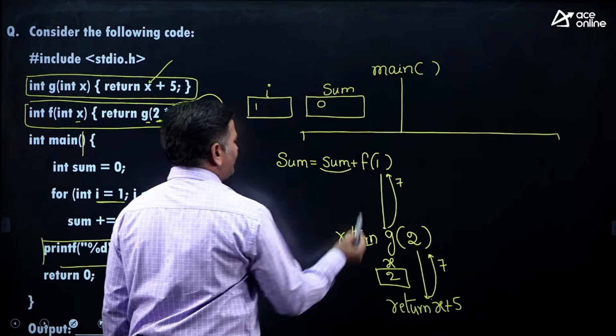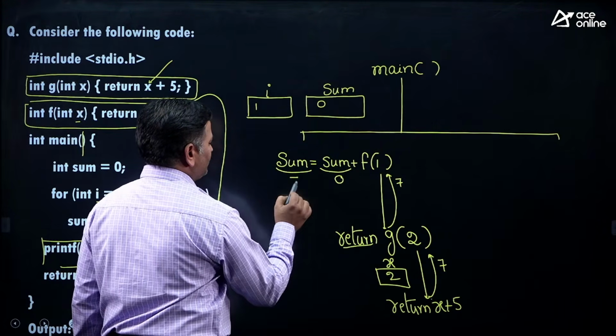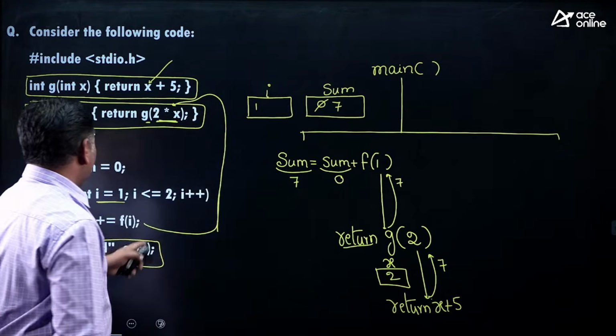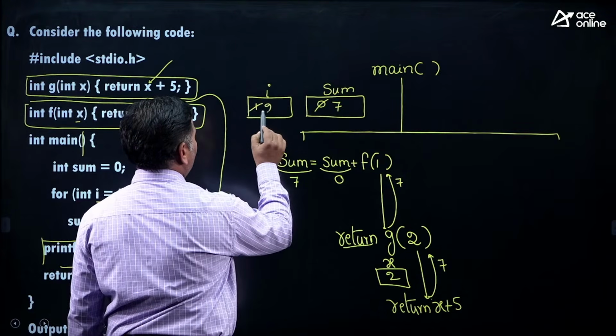Now you can take the value of sum. What is the value of sum? That equals 0. So 0 plus 7, that equals 7. You can update here. Afterwards the i value gets incremented, i plus plus. So the i value becomes 2.